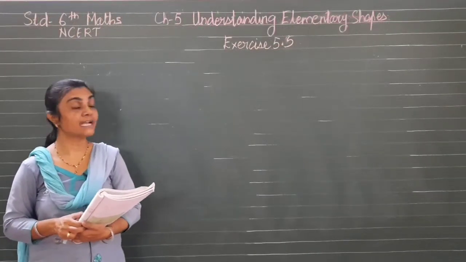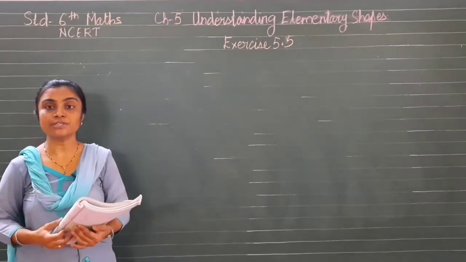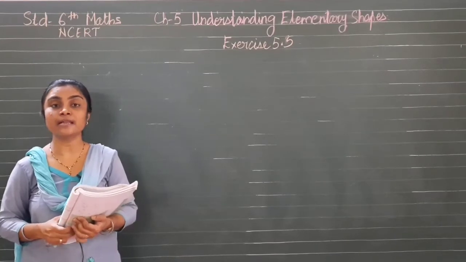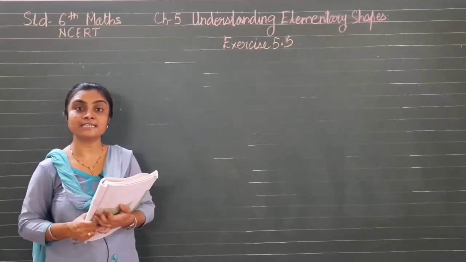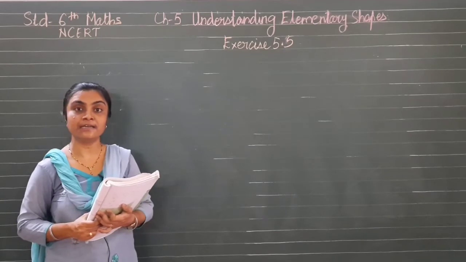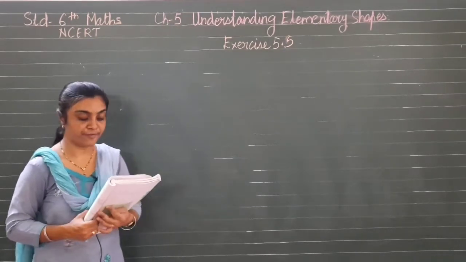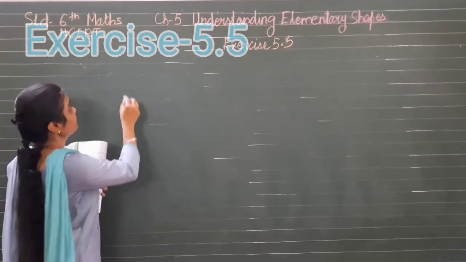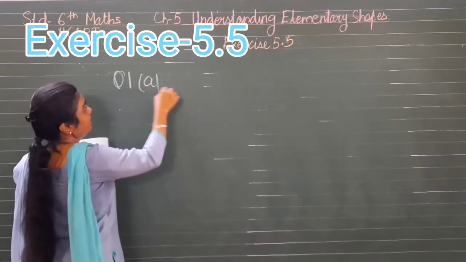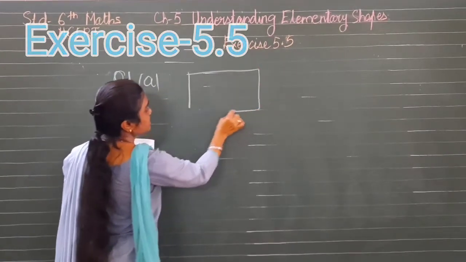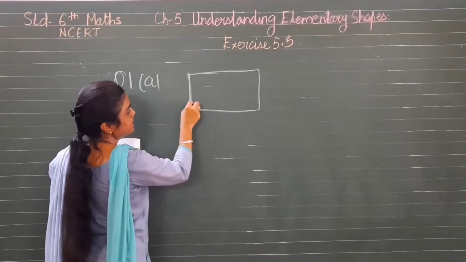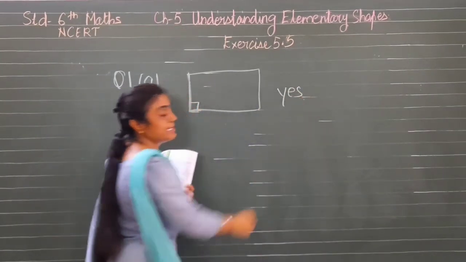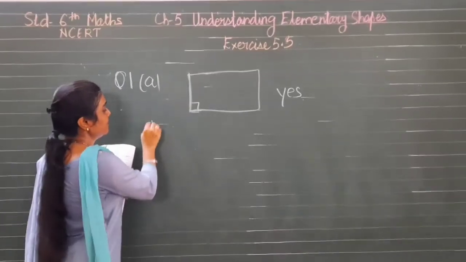Now we will start with exercise 5.5. Question number 1. Which of the following are models of perpendicular lines? Perpendicular lines are lines where two lines meet each other at a right angle. So the first one, A, the adjacent edges of a tabletop. You have seen a tabletop. Suppose this is a tabletop, these are the adjacent edges. So this is a model of perpendicular lines. It meets at 90 degree.